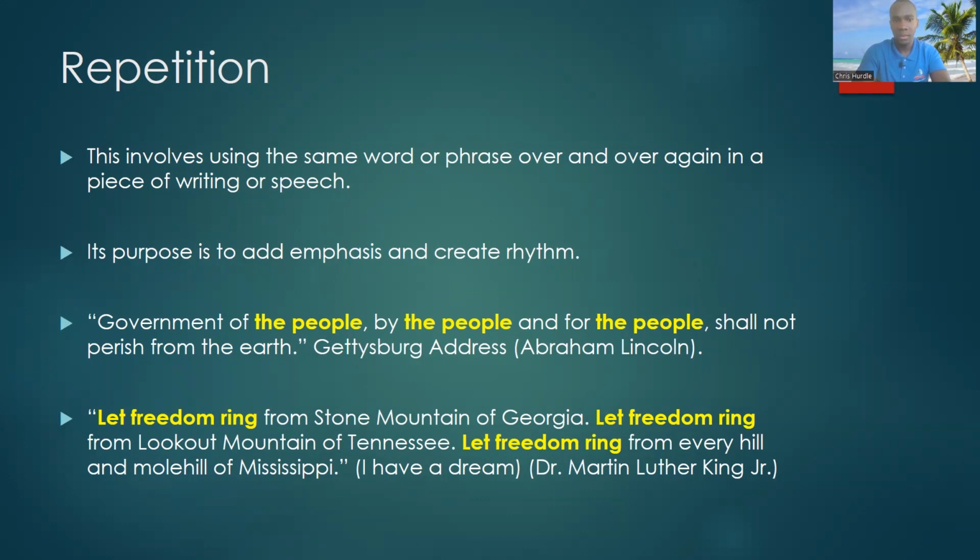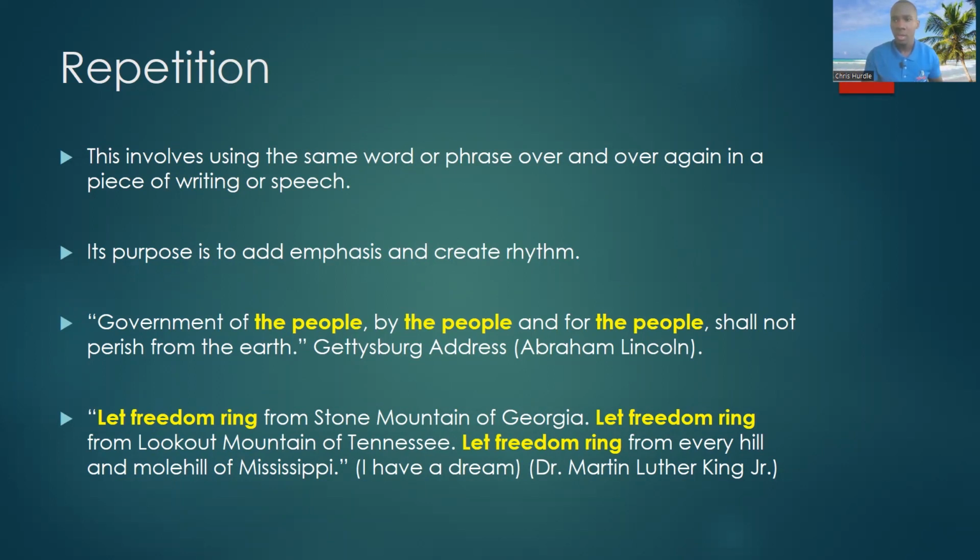So let's look at some examples. Government of the people, by the people, and for the people shall not perish from the earth. So this was a quote taken from the Gettysburg Address by Abraham Lincoln. And as you see, we have the expression, the people, being repeated. The people, the government of the people, by the people, and for the people. So why would Abraham Lincoln repeat this particular part? He would do that because that is the focal point of his address.